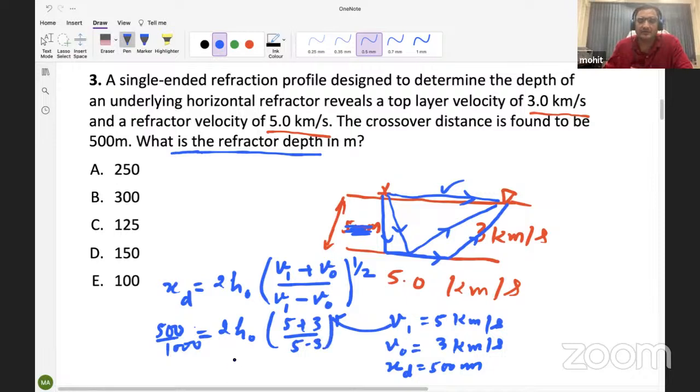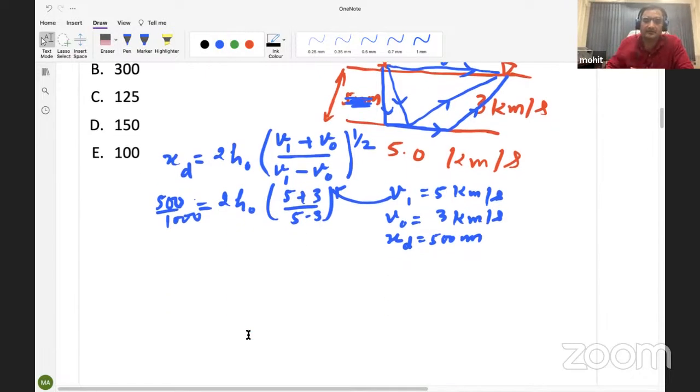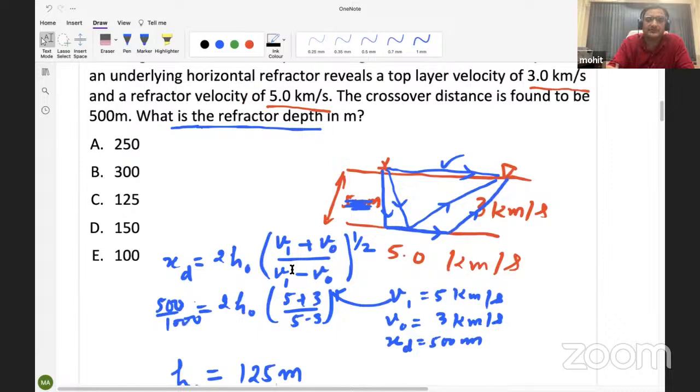So when you will solve this, then what you will find out? You will find out the depth of the refractor, that will be equal to 125 meter. So when you look at your options here, you will see option number C is correct.